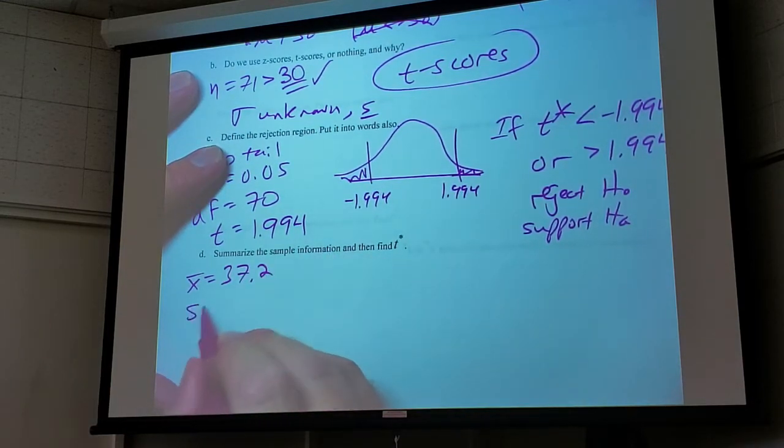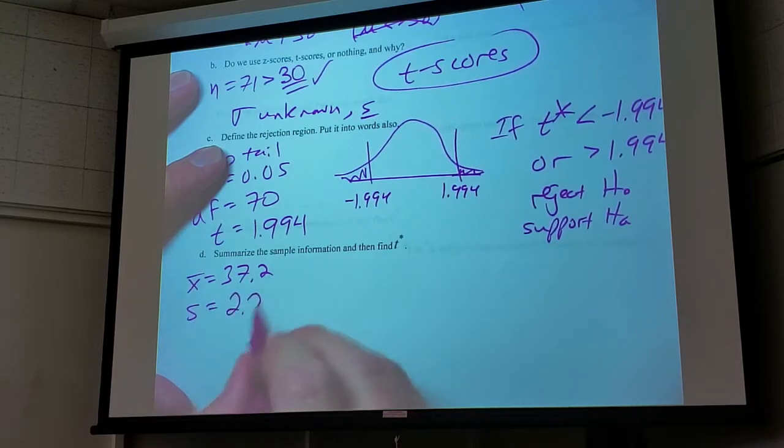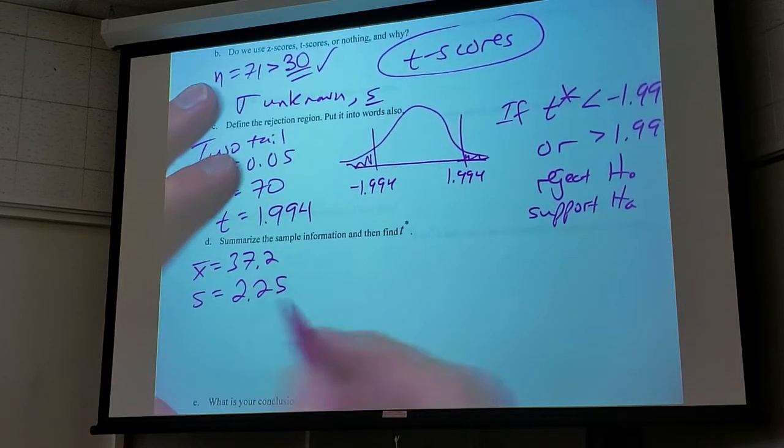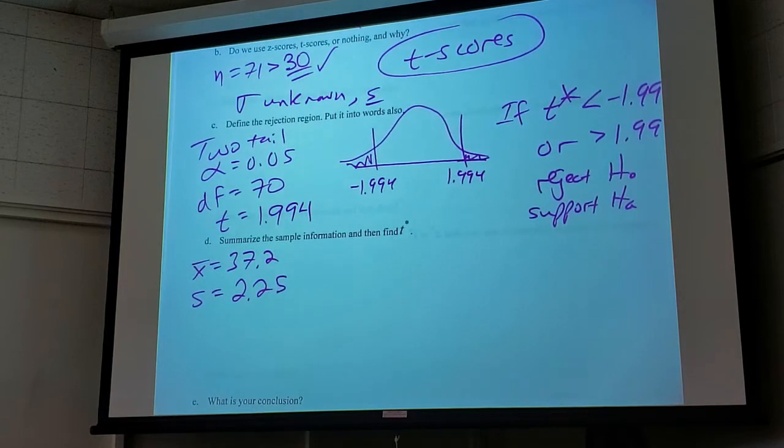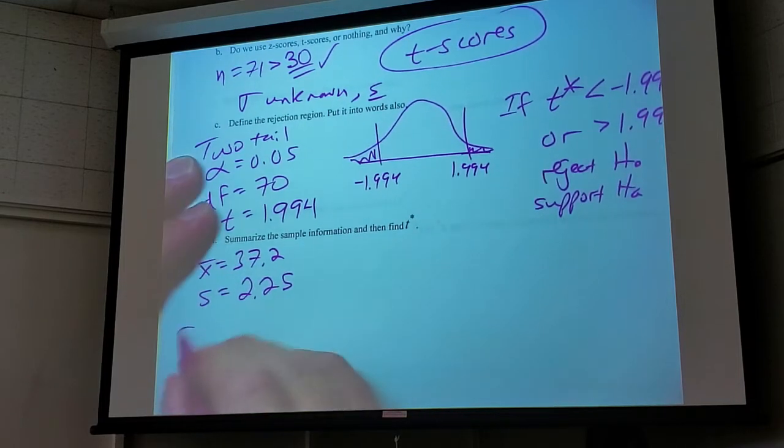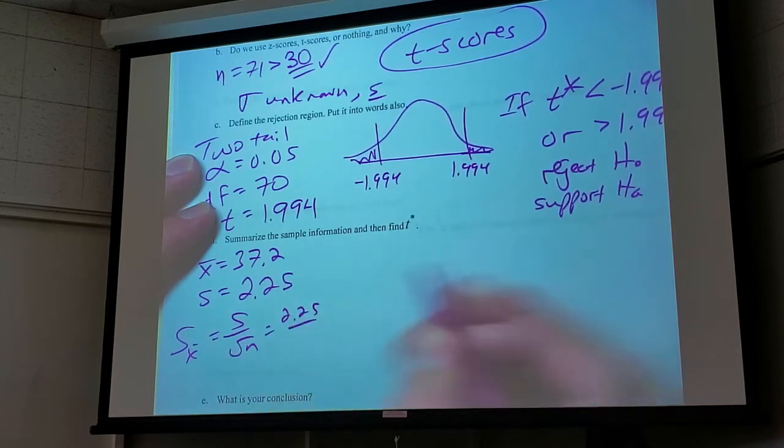37.2. What's my sample standard deviation? 2.25. Now here's the part that trips people up. I still have to change this, because that is a standard deviation of individuals. I need to make it into one that works for groups, right? So I don't care if it's S or sigma, I still have to do this. What was it? 71? Square root of 71.